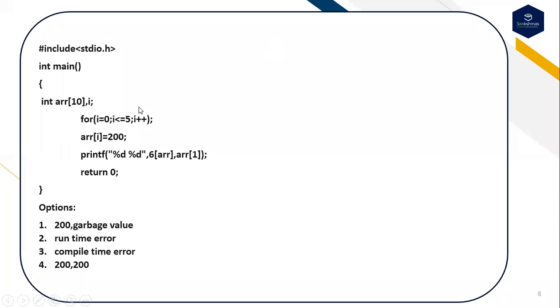This is the next question. So int main and int array of 10, then followed by I variable. Here I'm using the for loop. That for loop ends with a semicolon, and array of I is equal to 200. Again, I'm trying to print the value here, array of 6 and 1 of array. Now predict the output of this code. Options are 200, garbage value, runtime error, compile time error, and 200 followed by 200.